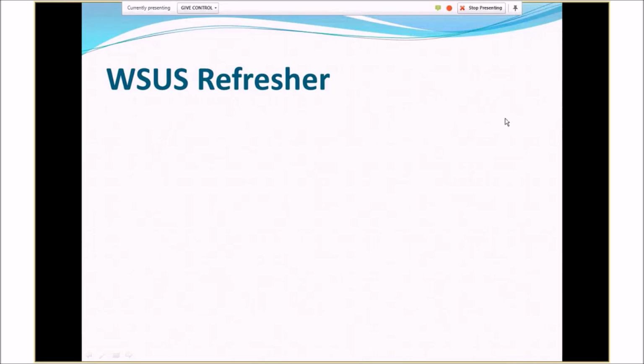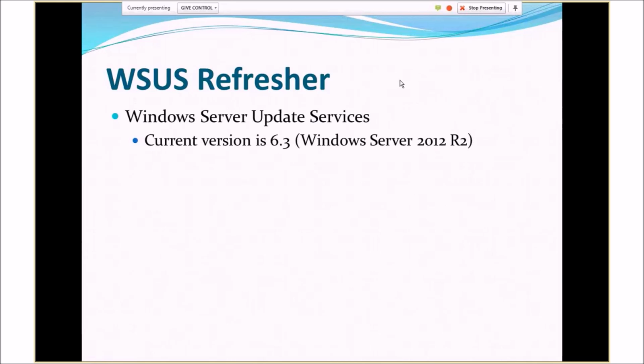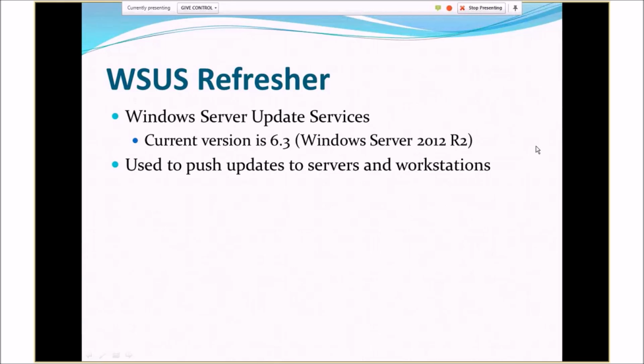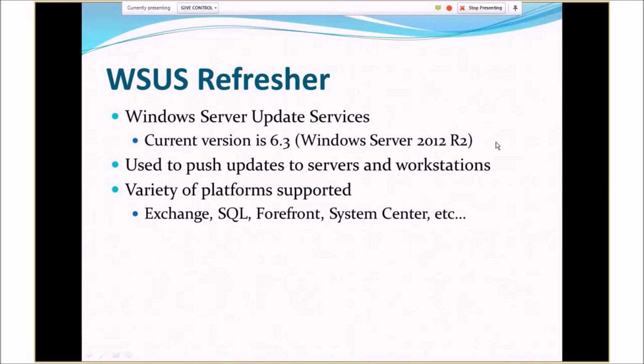Let's get a little refresher on WSUS and what it is. It's Windows Server Update Services. The current version is 6.3, and that's available in Windows Server 2012 R2. The version I'll be using is like 3.2 on Server 2003. Basic WSUS, it's used to push updates to servers and workstations, as well as supporting a variety of platforms to include Exchange, SQL, Forefront, System Center, etc.